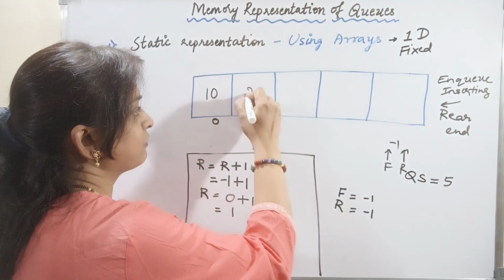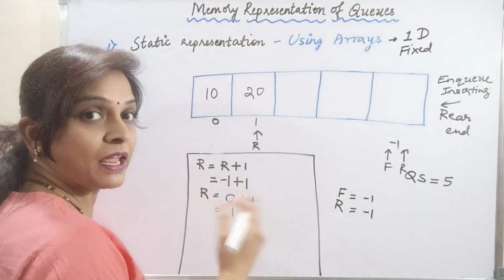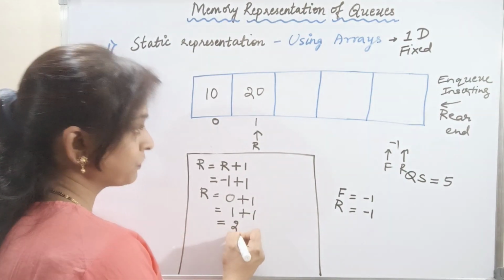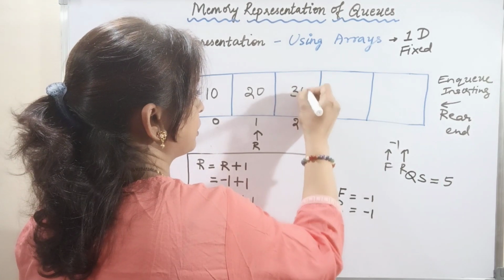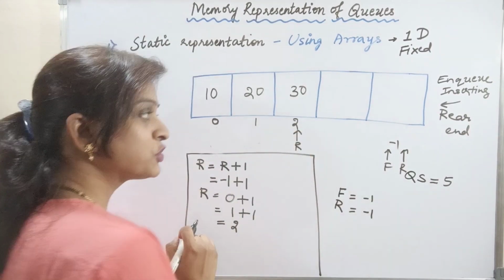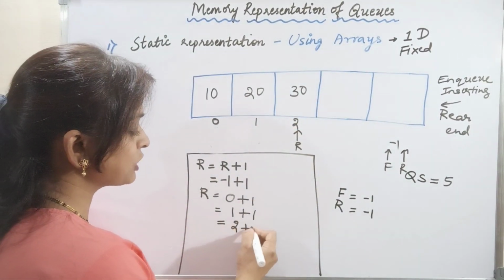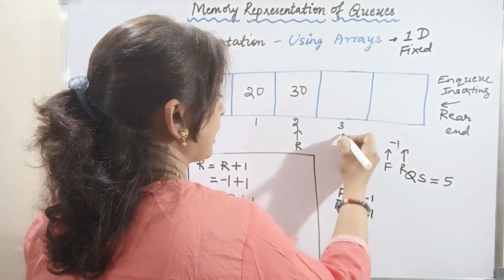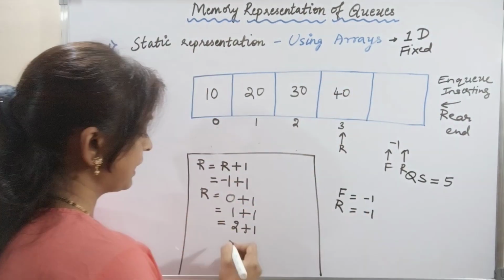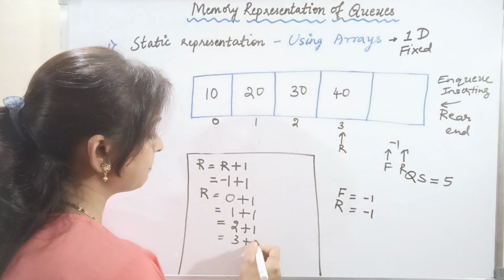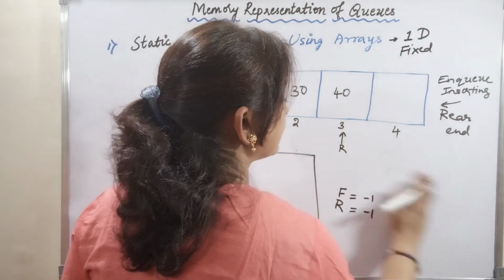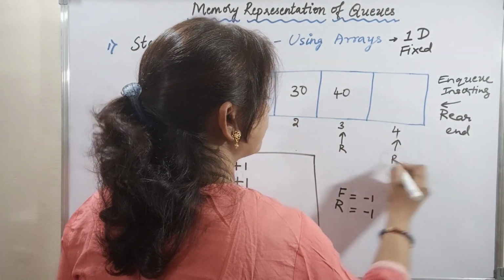My next element will be say 20. So the rear pointer is increased. Once again I say 1 plus 1, it is 2. The next element comes here and the rear pointer is now pointing to 2. Again I say 2 plus 1, it is 3. Now the rear pointer is pointing to 3. My next element, say 40. Again I say 3 plus 1, so it is 4. So now the rear pointer is pointing to 4.